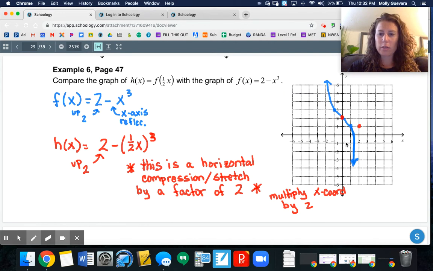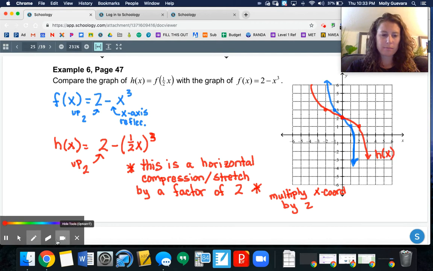Last point here is -1, -1, right? The x coordinate is -1, so if I multiply that by 2, I get -2. Then I have an x-axis reflection up to -2, +1, and then I go up 2. And I'm going to try real hard to make this look good. Close enough. Okay, so this red one is h of x, and then the blue one is f of x, just so we can keep them straight.